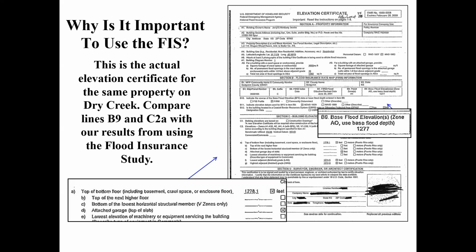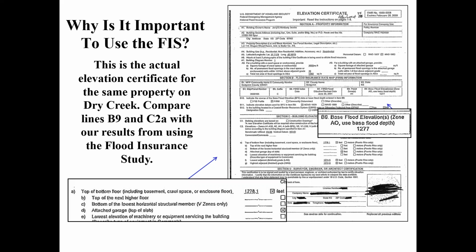Again, you never use the downstream number. So C2A, the top of their bottom floor, is at 1278.1. So we already know that based on the base flood elevation that we calculated, it's way too low. It's like 1/10 below. And then everyone here in Kansas has the 1 foot above rule of freeboard. So it's 1.1 feet below the level of compliance, and that's a problem.